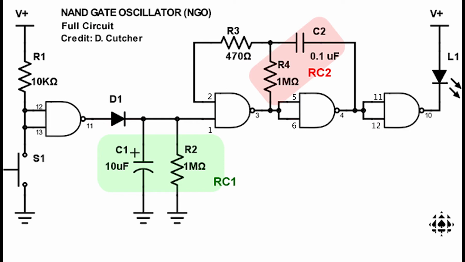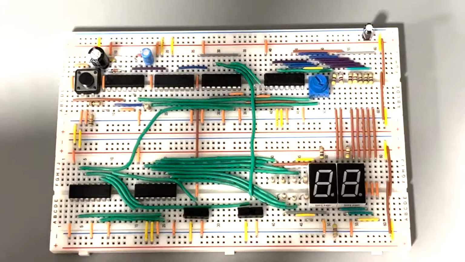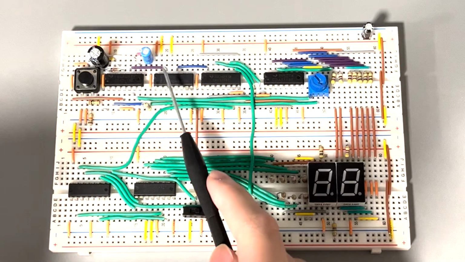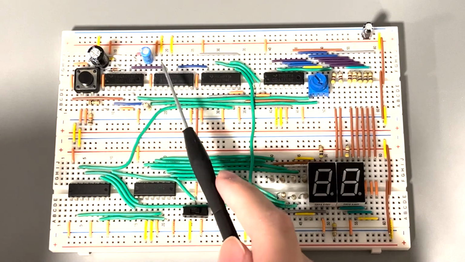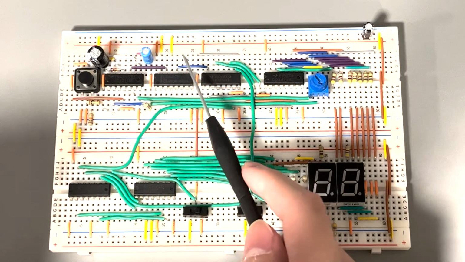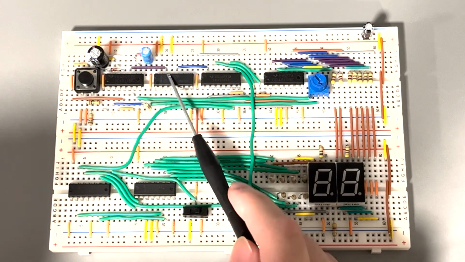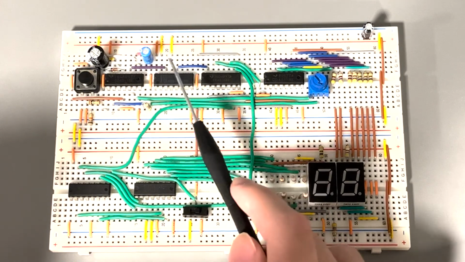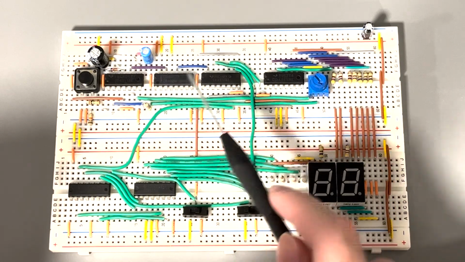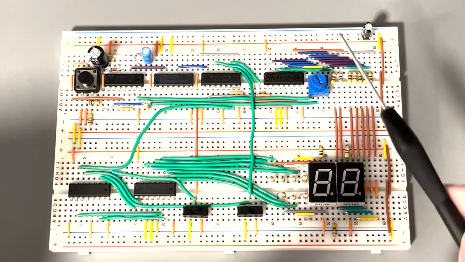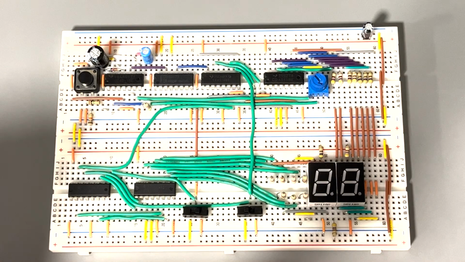RC1 controls the duration of the square wave, whereas RC2 controls the frequency of the square wave. The square wave generated by the NAND gate oscillator circuit is then passed on to pin 14 of the 4017. The only purpose of the 4017 in the circuit is to divide the frequency of the square wave by 10, because otherwise the frequency of the square wave would be too fast for us to perceive.